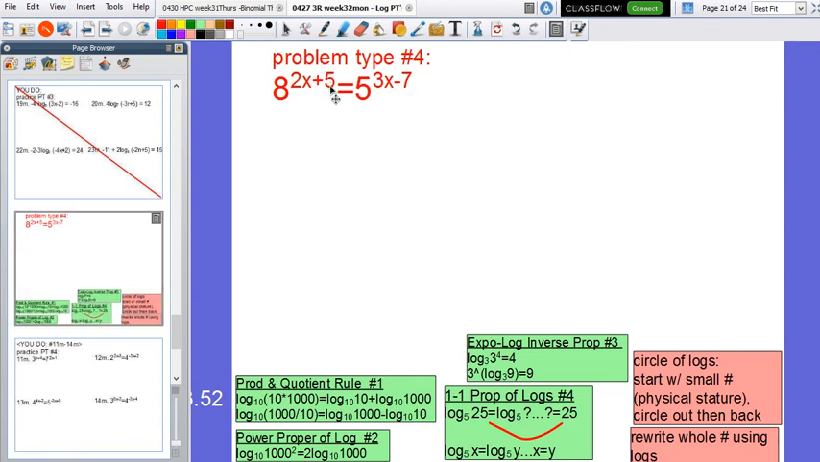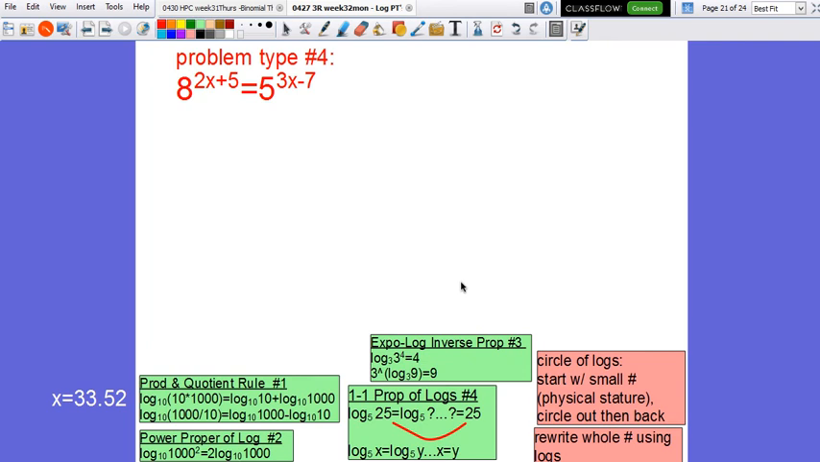Today's lesson has to do with problem type number 4. Okay, this is the last problem type, and I would say it is probably the more challenging one. It's still definitely doable though.